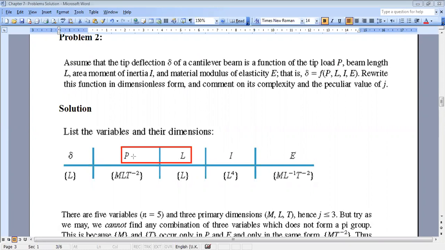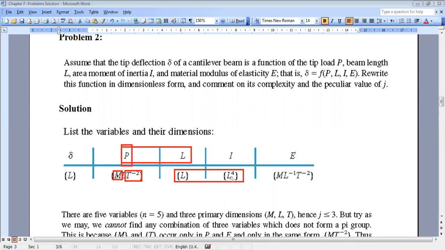PL over I. Why did you include P? If you look, L and I both do not include M and T. Because L and I both do not include M and T, you can conclude that P will not figure in their group, because P only contains M and T. So M and T cannot be cancelled if I combine them with L and I. So P will not enter the group, and the group will only contain L and I.